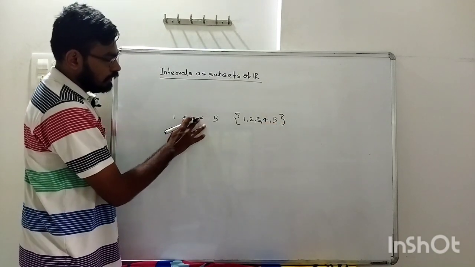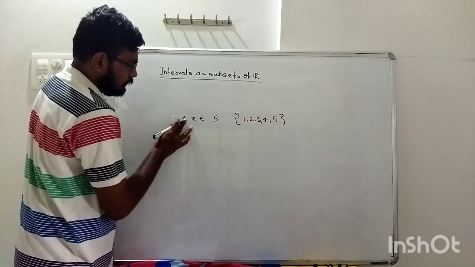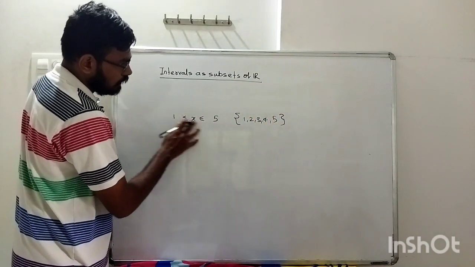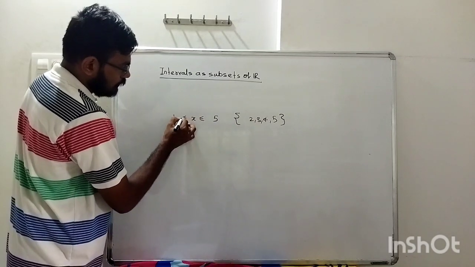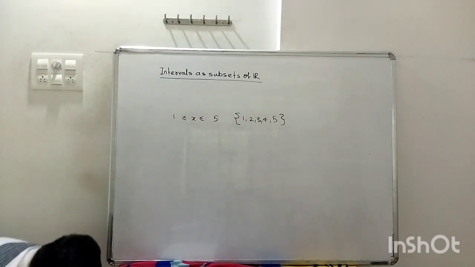If there is symbol less than here, I will exclude this. If there is symbol less than or equal to, I include this. Equal to is there, I will include that. Okay, these things you know, this type of examples you already did.